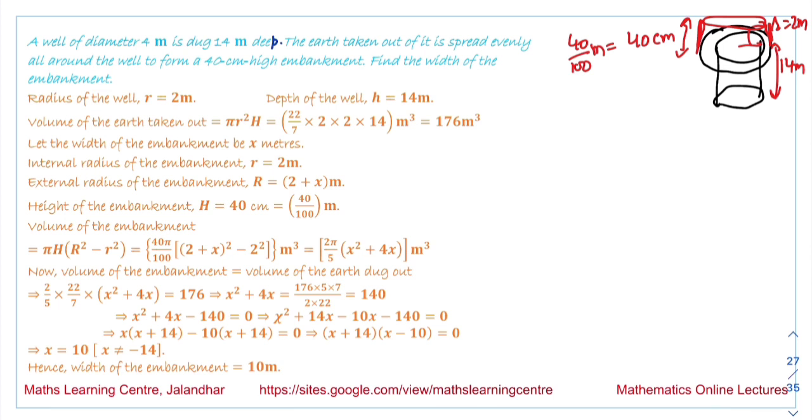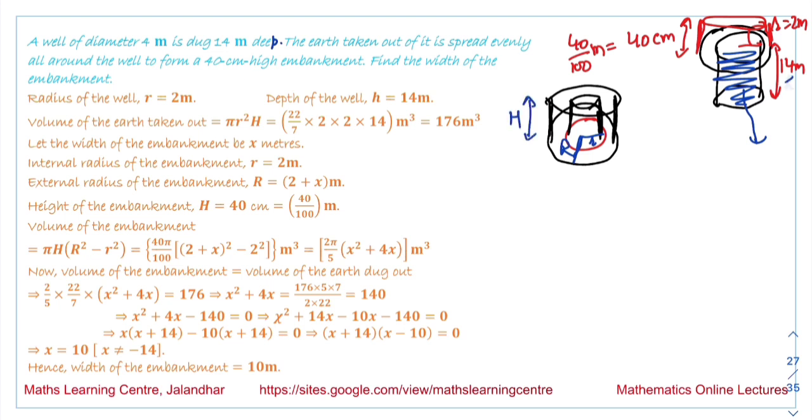So we have to calculate the width of the embankment. If we talk about this top portion, this is the well, and the embankment around it is in this form. So we have a cylinder over here in this form. This is the inner portion, this is the outer portion. Suppose the inner radius over here is small r, and the outer radius is capital R. The height over here is capital H, and the height over here is small h.